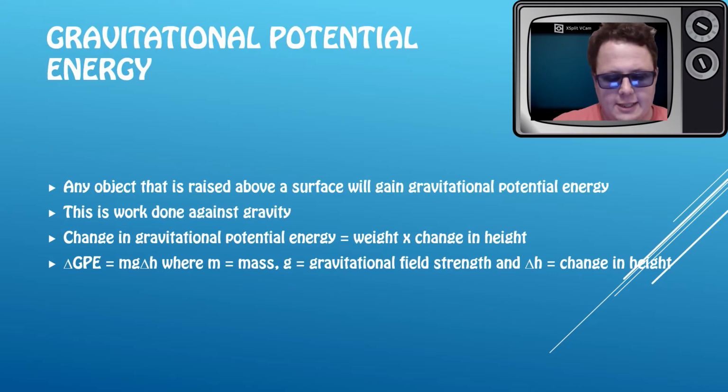Okay, so gravitational potential energy then. If we raise an object up off a surface, it gains gravitational potential energy, and this is work we've done against gravity. So if we apply our work done formula, work done is force times distance, and we know the force of gravity is your mass times your gravitational field strength, or your weight. We get the formula that the change in gravitational potential energy is weight times change in height, or mg times your change in height.